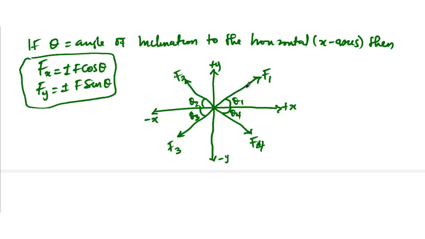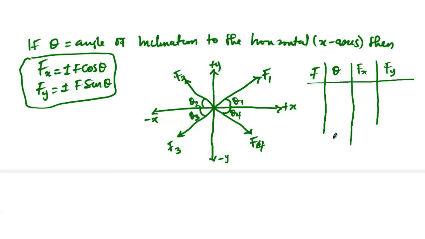So if I now want to resolve F1, then I can create a table whereby we have the force, which is F, then theta, which is the angle of inclination to the horizontal, then I have F subscript x, and F subscript y. All right? So that's how I resolve it. So I'll now take each of the vectors. How many vectors do I have? I have F1, F2, F3, and F4.